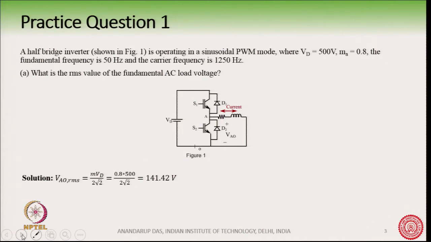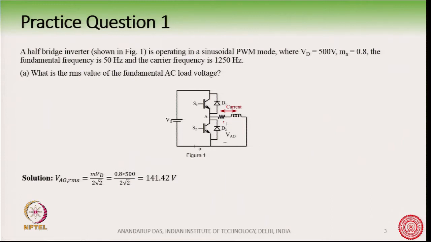So, let us take an example. Here you can see we have a half bridge inverter as shown in the figure, and it is operating in sinusoidal PWM mode, where the DC bus is given as 500 volt, the modulation index is 0.8, the fundamental frequency is 50 hertz and the carrier frequency is 1250 hertz. Now, the question is, what is the RMS value of the fundamental AC load voltage?